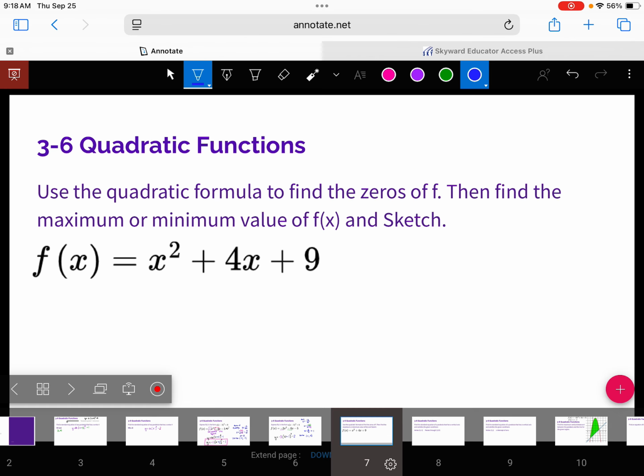All right, the next kind of questions they give us are like this. So we've got using the quadratic formula to find our zeros, find our roots. We want to find our maximum or minimum, which means we want to find our vertex, and we want to give a sketch. So it starts out very, very similar. We can find our vertex, we can find our zeros with the quadratic formula. It doesn't matter what we do first.